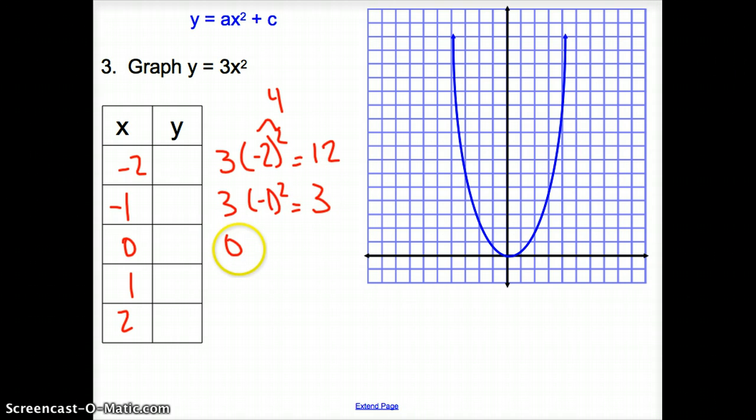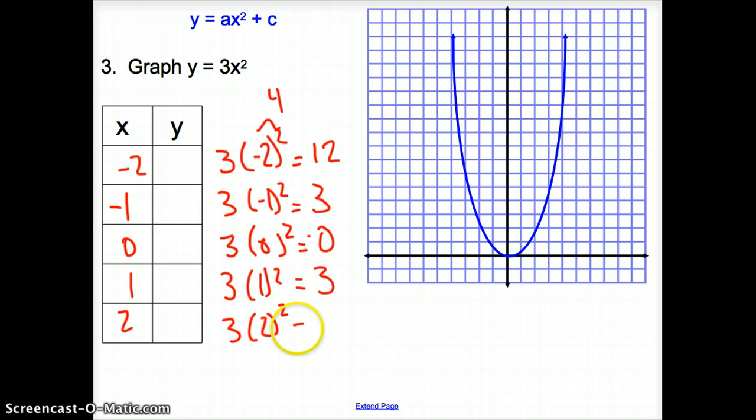Next we have, not 0. I'm going to get rid of that really quickly. We still have 3 times 0 squared, which is 0. And then moving on, we have 3 times 1 squared. That's going to give us 3. And 3 times 2 squared, that's going to give us 12. Notice any pattern with our numbers. So I'm going to plug them into our table.